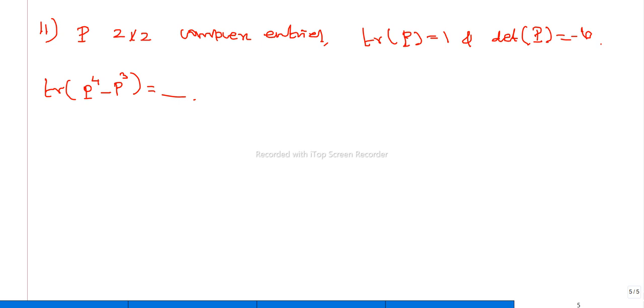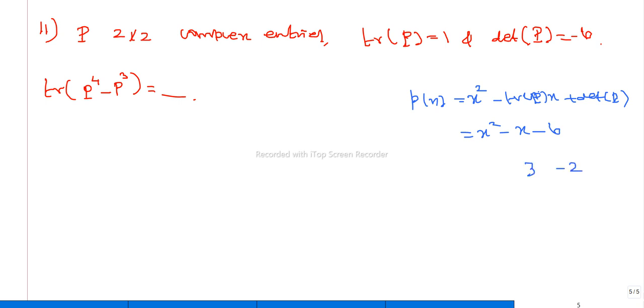Therefore what is the characteristic polynomial? This is a 2 by 2 matrix. Therefore the characteristic polynomial is x squared minus trace of p times x plus determinant of p. So x must be minus 2. What is that? Eigenvalues 3 and minus 2, sir.